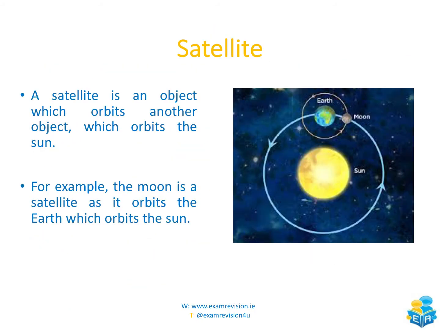We're going to be focusing on the moon now for the next couple of minutes, and the phases of the moon. Why does the moon look different when we look up at the sky at night? Just before we move on to that, let's come back to the definition of a satellite. A moon is an example of a natural satellite. A satellite is an object which orbits another object which orbits the sun. So the moon is an example in this case because it orbits the Earth, which orbits the sun. It comes back to the definition: an object which orbits another object which orbits the sun.